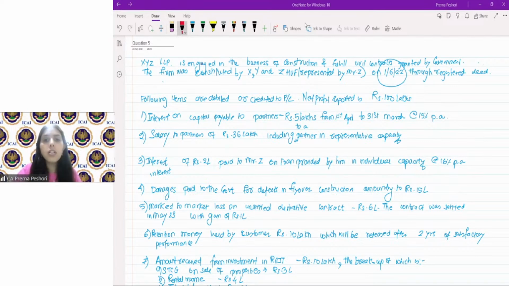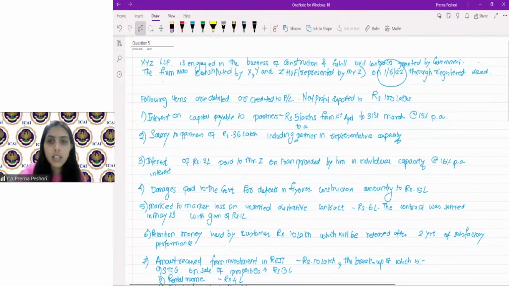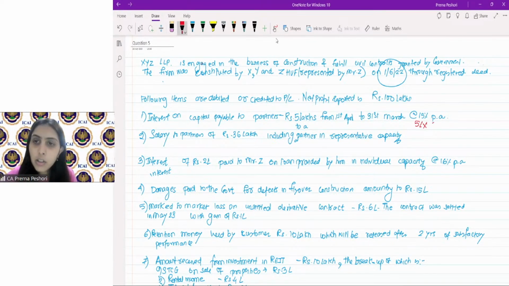Okay, so here what I will do is, 5 lakh into 3% divided by 15%. What is 3%? 15 minus 12. Right, this will get disallowed. First of all, this will get disallowed.